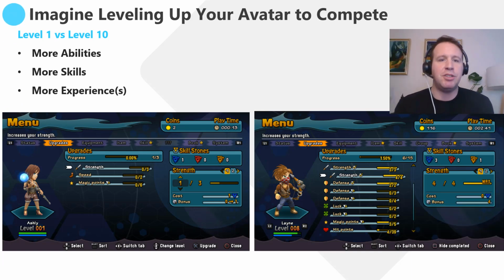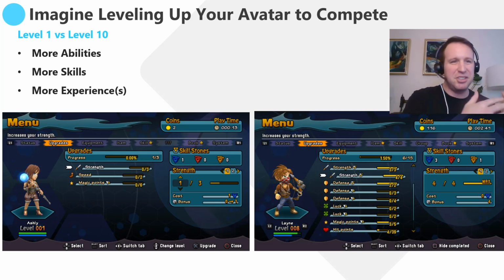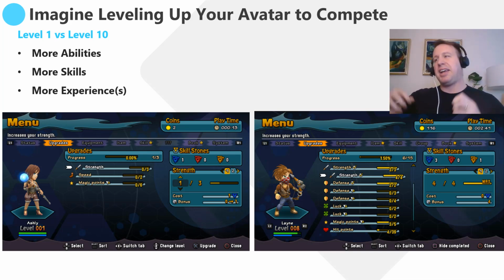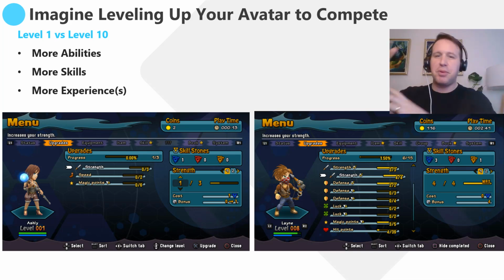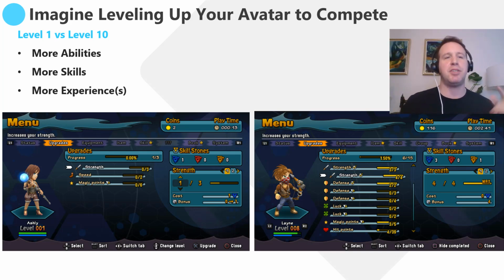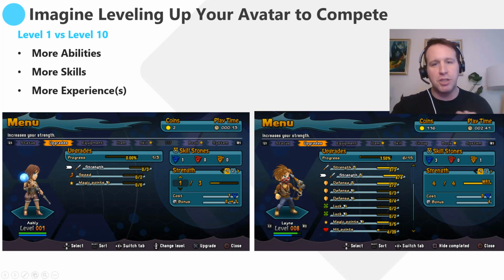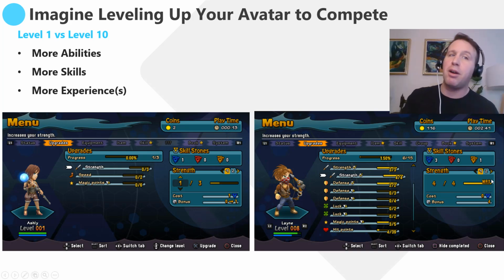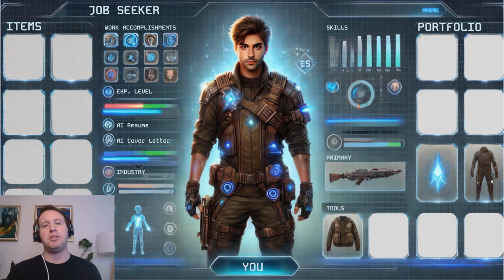Imagine leveling up your avatar from level zero, just getting into the game, to being a super maxed out avatar with more abilities, more skills, the most amount of experience. There's a big difference between level 1 and level 10. I don't care if you haven't really gotten into video games, that is an absolute thing. So we need to start making ourselves look like a level 10 as opposed to a level 1, even if we are level 1. There's lots of different ways to do that.